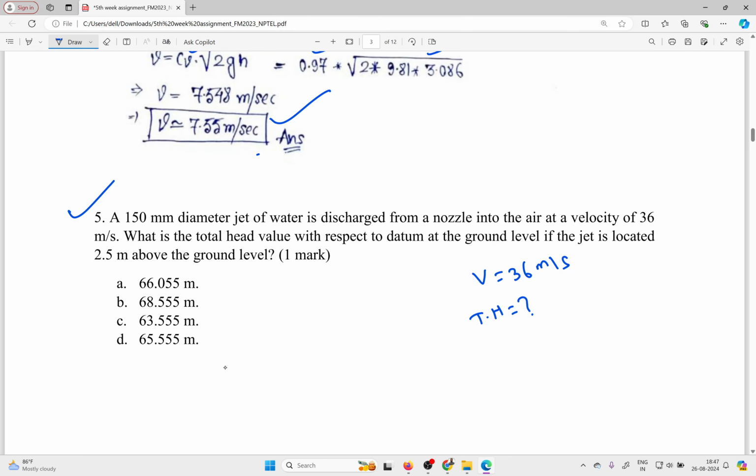So here your total head is equal to nothing but P by rho g plus V square by 2g plus Z. So in the question it is actually written total head value with respect to a datum. Let's suppose you have one nozzle here. This is the water jet. Okay, the water jet is going up. So the diameter of the jet, if I talk here, is given 150.